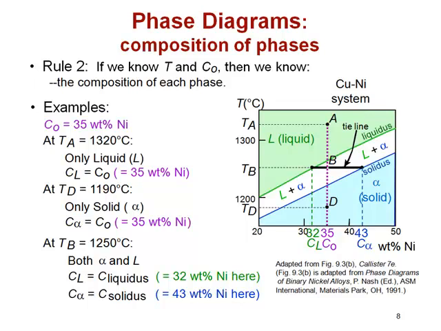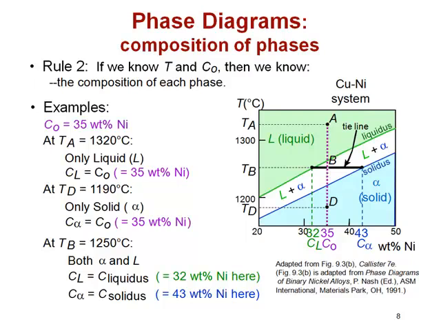Rule number 2: if we know temperature and composition, then we know the composition of each phase. In the two-phase region right here, point B, we've got two phases present at the same time, solid and liquid, right? For the other two regions, it's easy, so I don't explain. If we are at point A, the composition is exactly the same composition, which is down here, so 35% nickel. For the single-phase point, again, the composition is the same, because there is only one phase present. The challenging part is the two-phase region, which is point B.